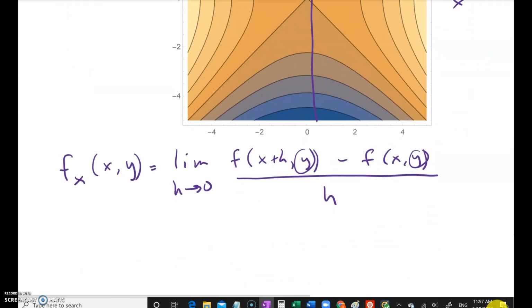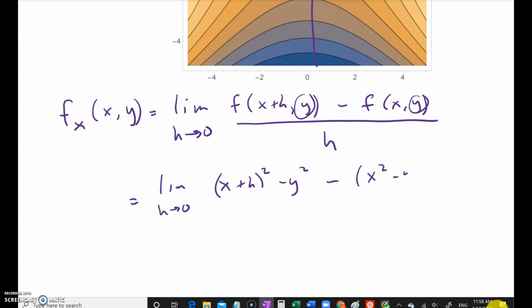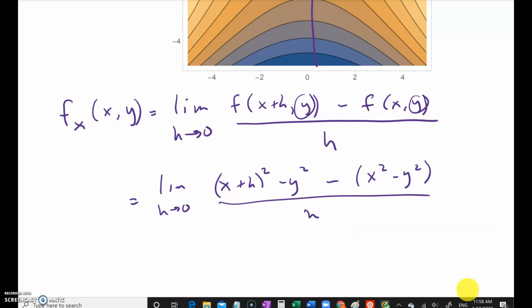So you could, of course, do this the long way. Let's go ahead and do this one the long way. So I've got the limit as h goes to 0. Okay, f of x plus h comma y. Well, that's going to become x plus h squared minus y squared, and then minus the function itself, x squared minus y squared, divided by h.